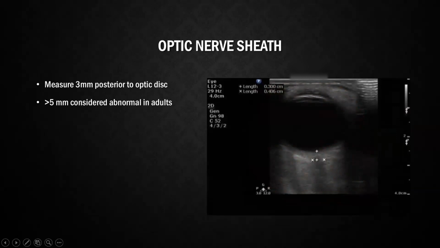And so this image here is actually an optic nerve sheath. And this here is the sheath. You can see that they measured 3 millimeters posterior, and then they measured across, and it's measuring 4 millimeters, which is normal.